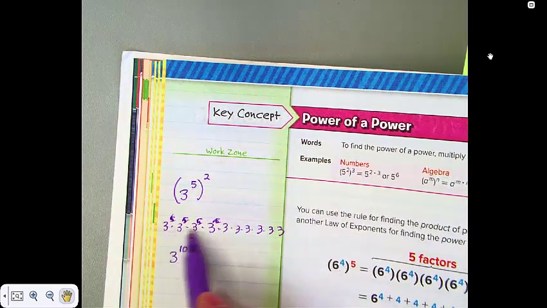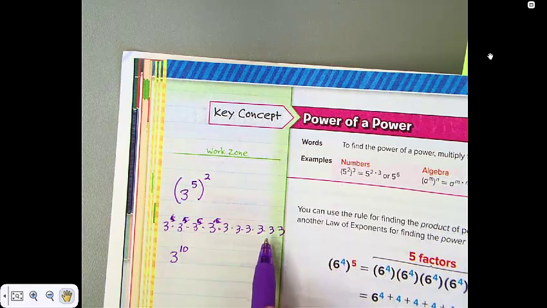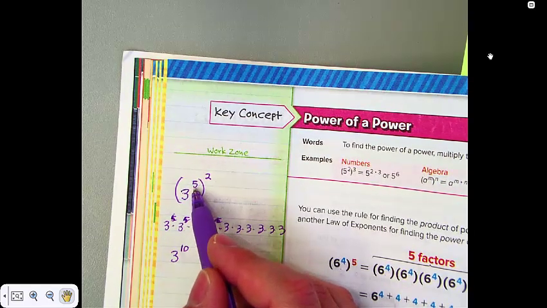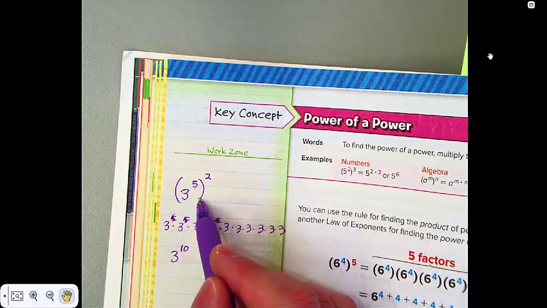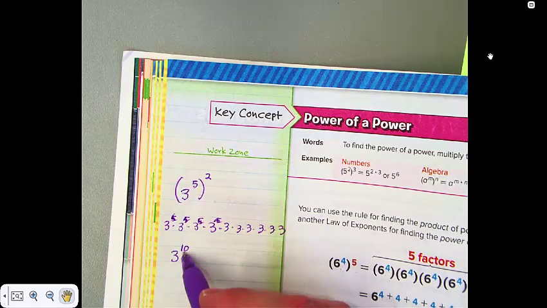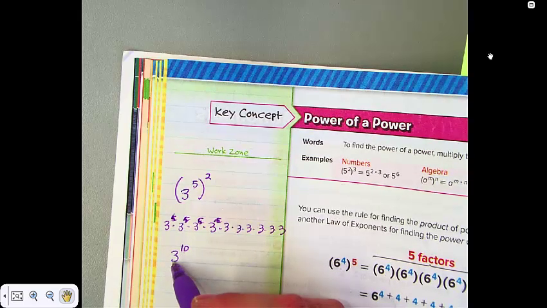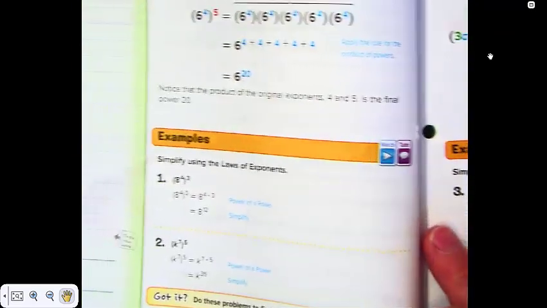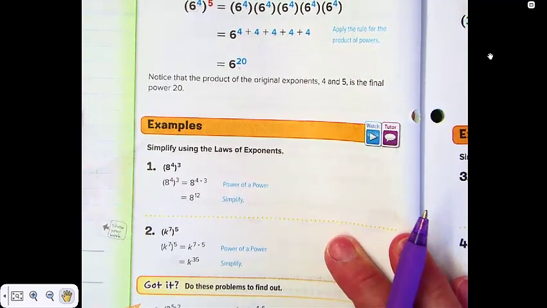Okay? Now that's just torturing yourself to write all that out. A much quicker way to do that is to recognize 3 is to the 5th power. If you don't have a base in between the next power, you multiply those. 5 times 2 is 10 right there. So a quicker way to do it is just to have 3 to the 10th power. Okay? So that should make pretty good sense. If you need to, feel free to watch that portion again.